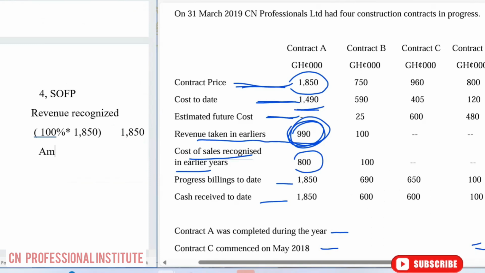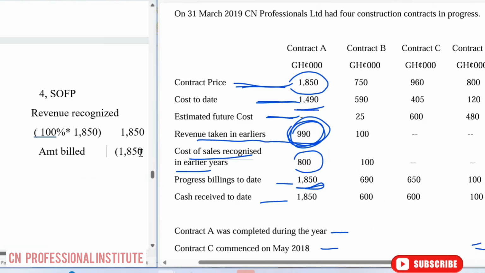Amount billed. How much have we billed the customer? It's in the question. Progress billing is here. Okay, so we bill the customer the same amount, 1,850. That's the amount billed in the question.